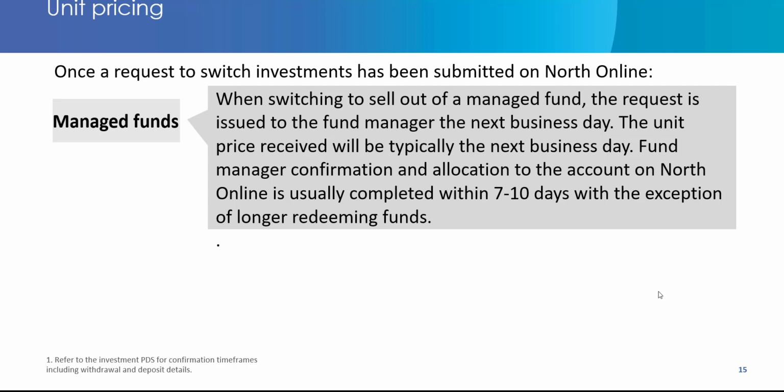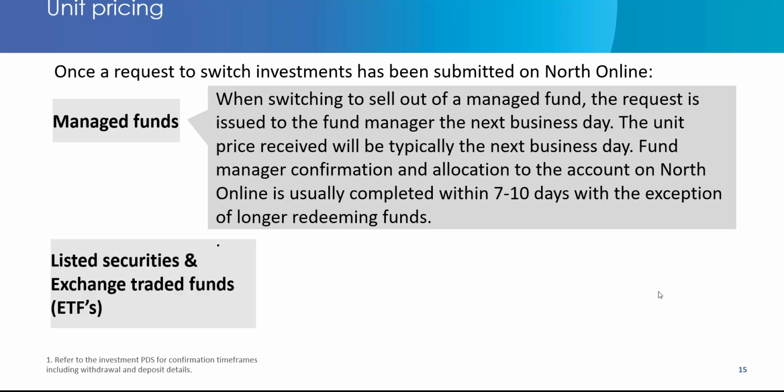The fund manager confirmation allocation to the account on Northern is usually completed within 7 to 10 days, with the exception of longer redeeming funds. Some funds have redemption dates, could be the 15th of the month or the last day of the month, sent to the fund manager at that particular time. And then confirmation is received from 7 to 10 days after that redemption date. So if you can, I'd ask that you check the investment PDS for confirmation timeframes, including withdrawal and deposit details as well.